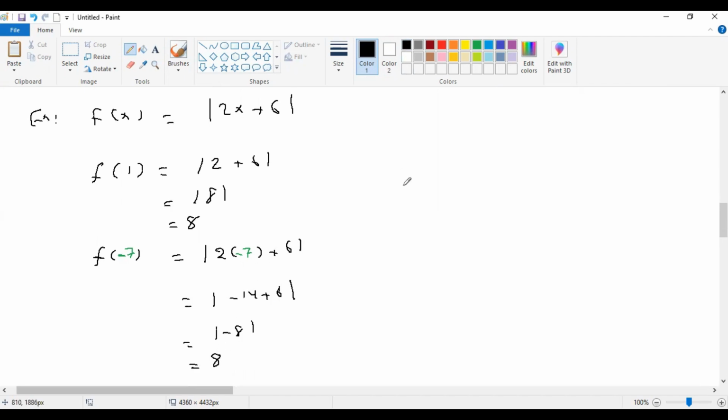See here now what I have. We have f of 1 equal to 8, and we have f of -7 also equal to 8. But we have x1, which is equal to 1, not equal to x2, which is equal to -7. The outputs are equal, both of them 8, but the inputs are not the same.